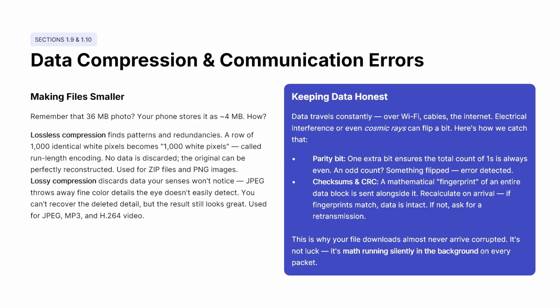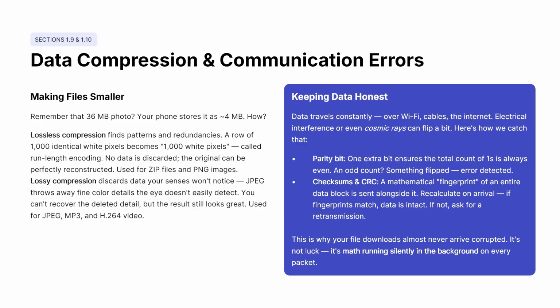Now, communication errors. Data travels constantly over Wi-Fi, through cables, across the internet. Electrical interference, signal degradation, cosmic rays. Yes, really. Any of these can flip a bit from 0 to 1 or vice versa. How do we catch that? The simplest technique is a parity bit. You add one extra bit to a chunk of data so that the total number of ones is always even, or always odd. If the receiver counts the ones and gets an odd number when it expected even, something flipped.